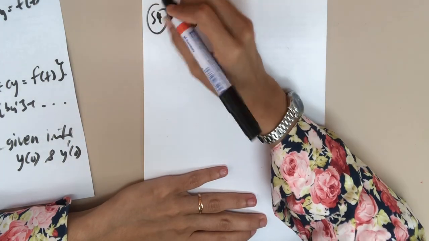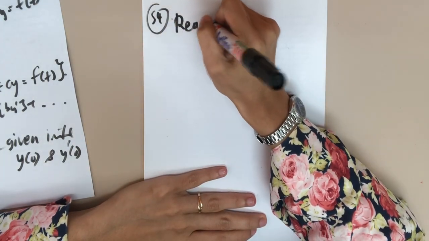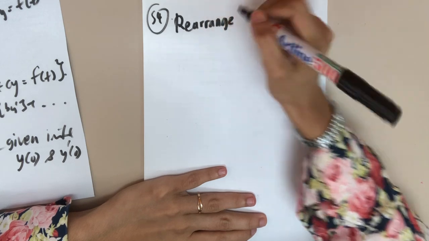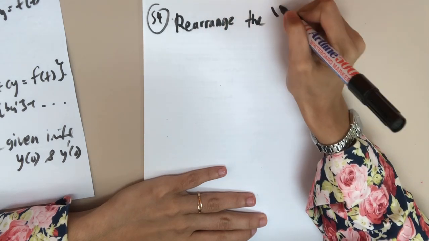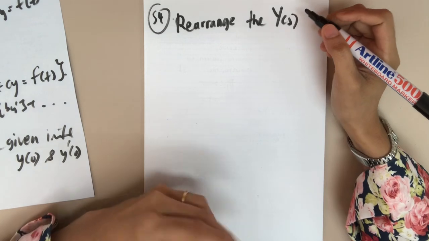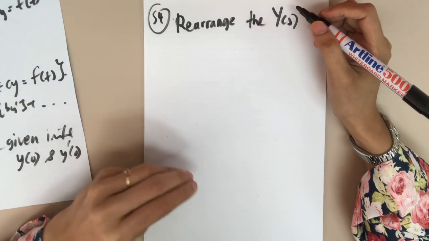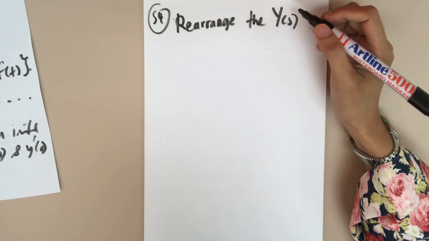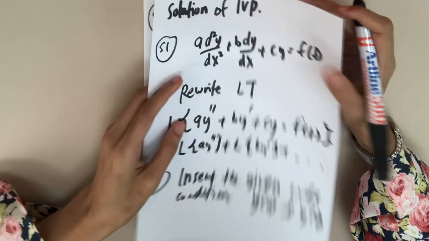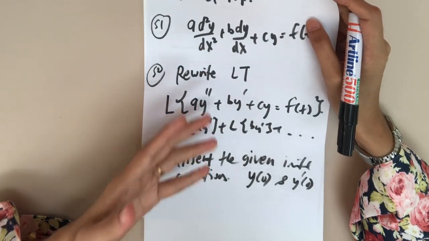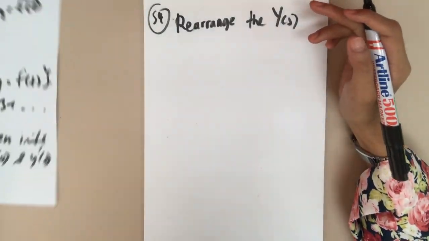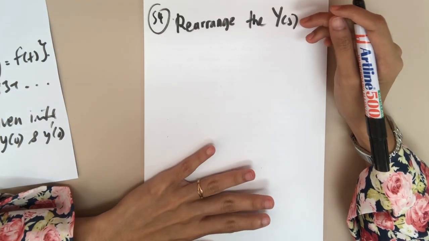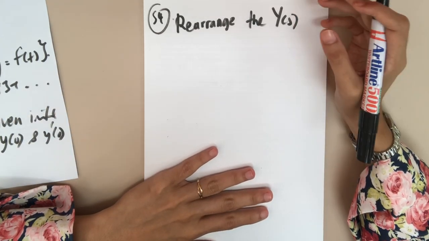Step number 3, what we do next is rearrange the Y(s). Actually Y(s) or F(x) is the same; it depends on the variable involved. For example, here we have y double prime, which means that we use y. So we arrange the Y(s).